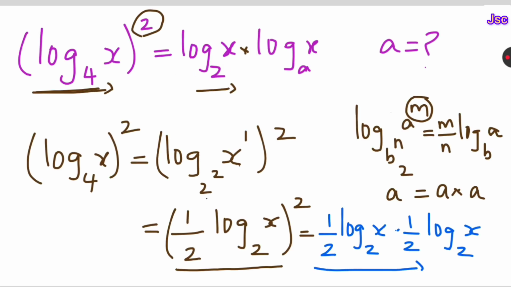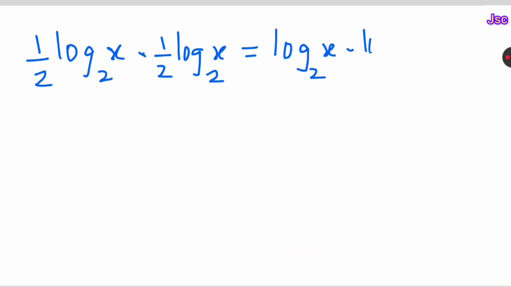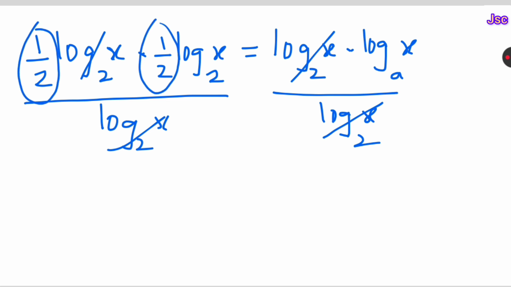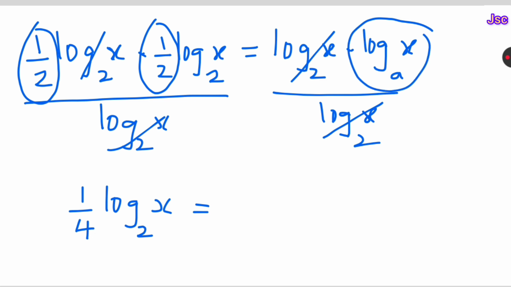What we have? We have log x with base 2 times log x with base a. And observe here we have log x with base 2 and here we have log x with base 2. So divide both sides by log x with base 2, so then we can cancel it. So the left hand side will be left with 1 over 2 times 1 over 2, which gives 1 over 4 log x with base 2. That is equal to, the right hand side will be left with only one single term, that is log x with base a.